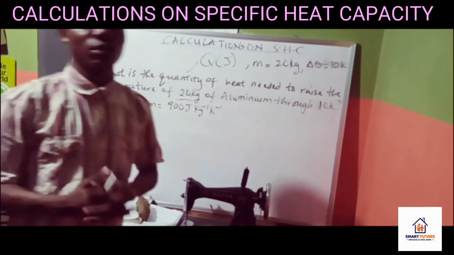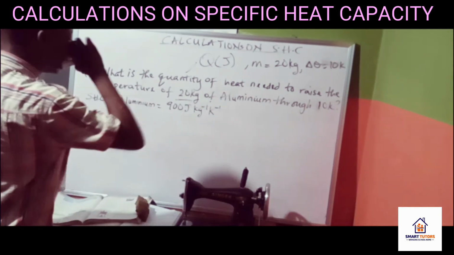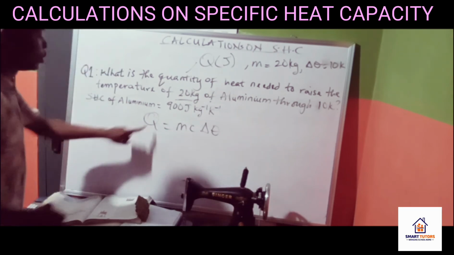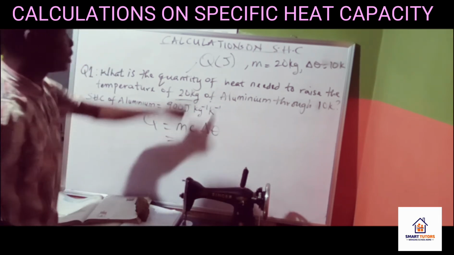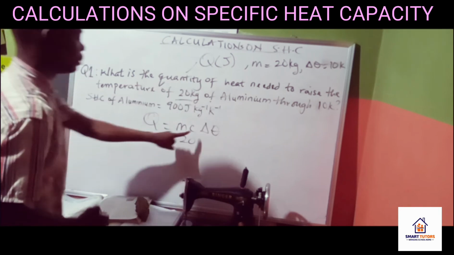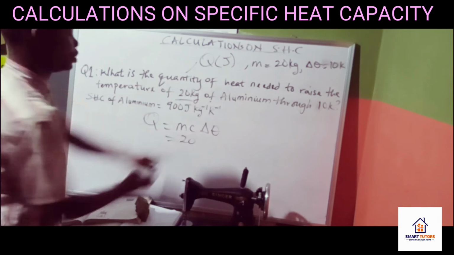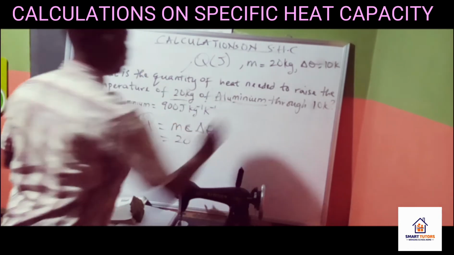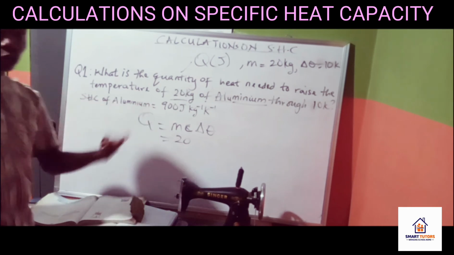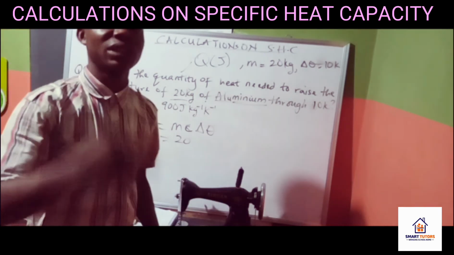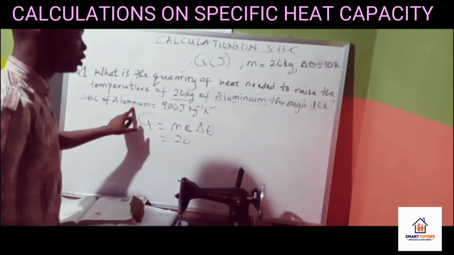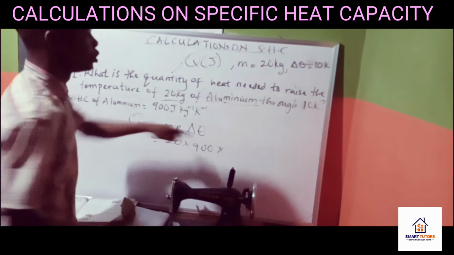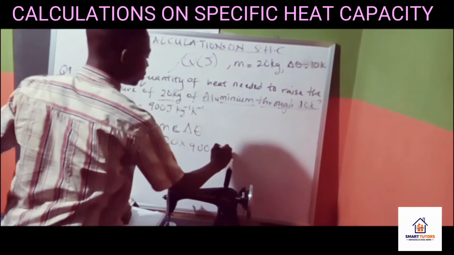So how do we calculate this? It's very simple. You remember the formula: Q equals MC change in theta. So your Q equals your mass, 20 kilograms, times the specific heat capacity of aluminium, which is your C. Because you're dealing with aluminium here, you use the specific heat capacity of aluminium. I told you every substance has its own specific heat capacity. So times 900, times the change in temperature, which is 10.